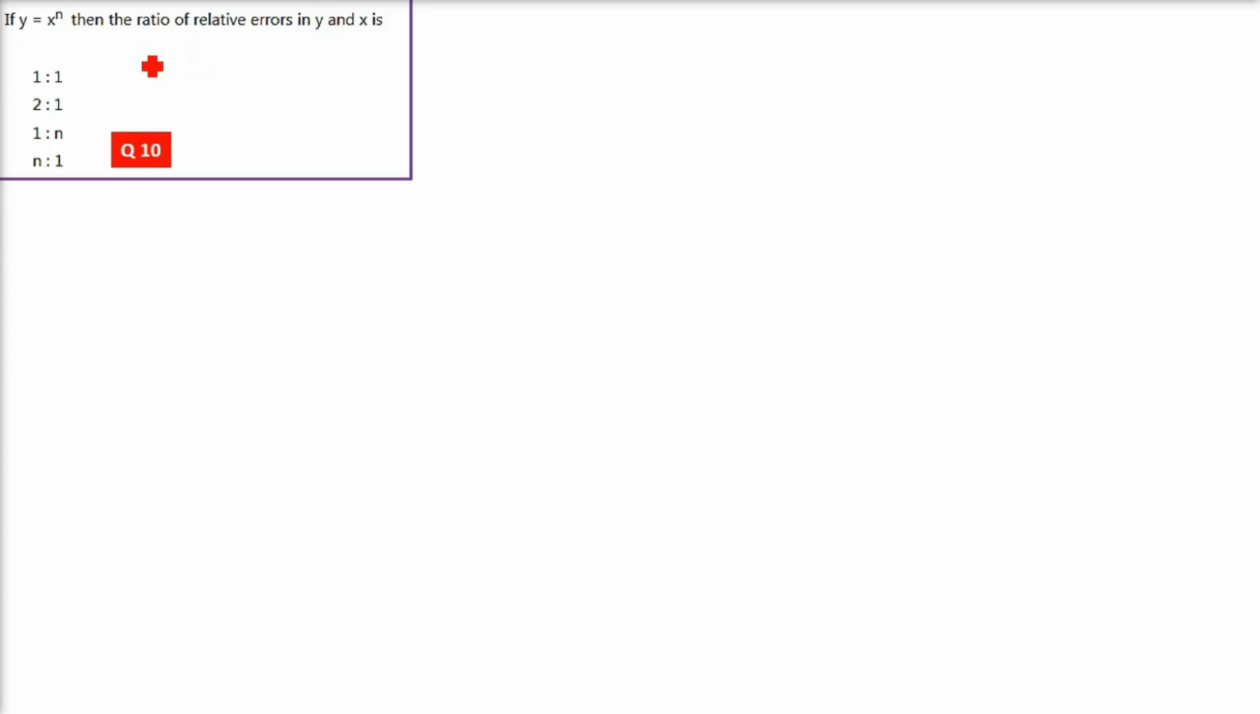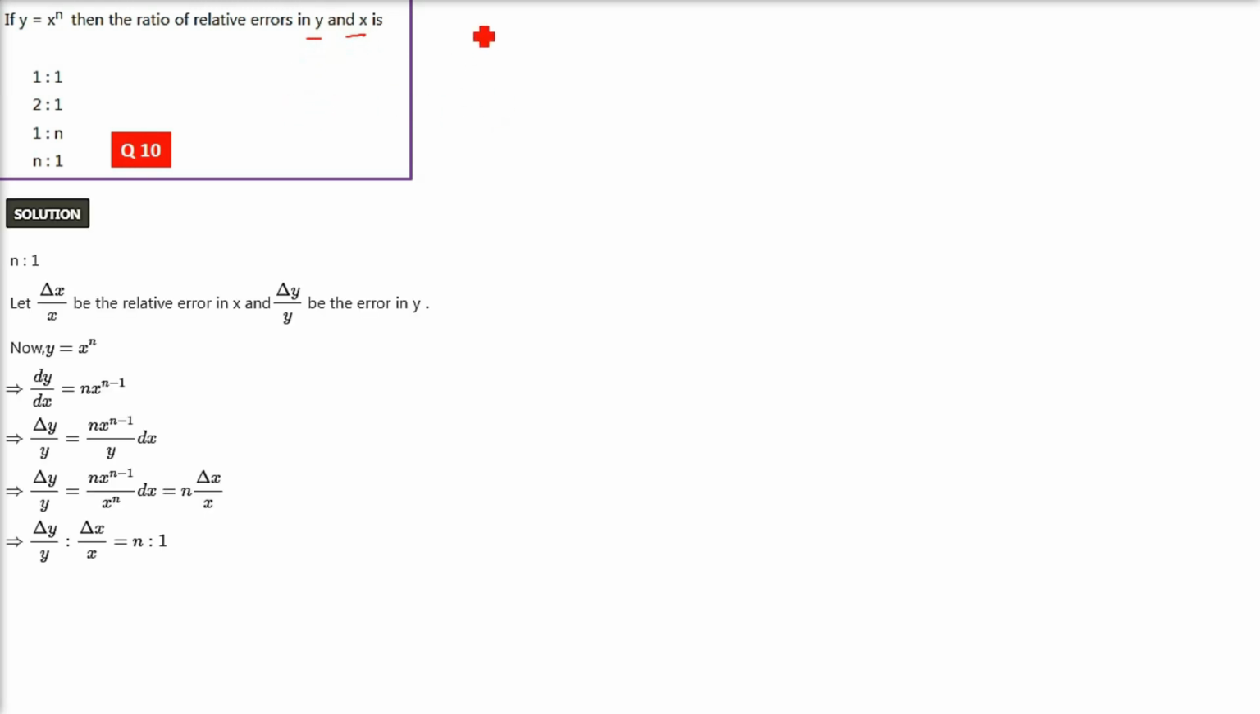If y is equal to x to the power n, then the ratio of relative errors in y and x is. So relative error, I already told you, that is the relative error of y is change in y divided by original y. Delta x by x, that is change in x divided by x, is the relative error. So the ratio of these two relative errors is what? That is the question being asked.